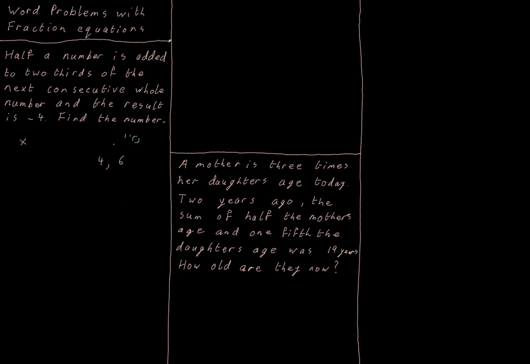So if I am at x in the whole numbers, like I was at 10, how do I go from 10 to 11? How do I describe the next consecutive whole number? Well, it would be 10 plus 1. If I was at 13, it would be 14. That would be 13 plus 1. So if I'm at x, then it would be x plus 1. So my next consecutive whole number is going to be x plus 1. So I now know how to describe the two numbers that are talked about in this English.